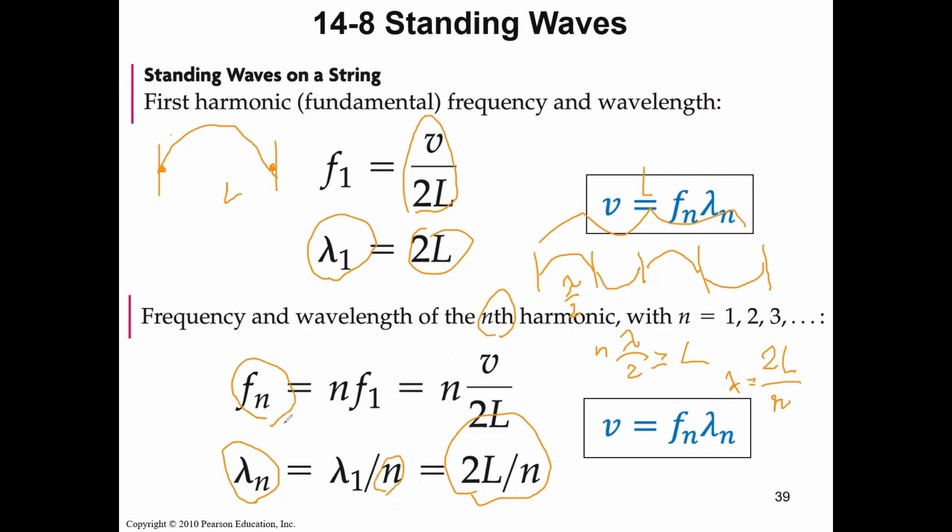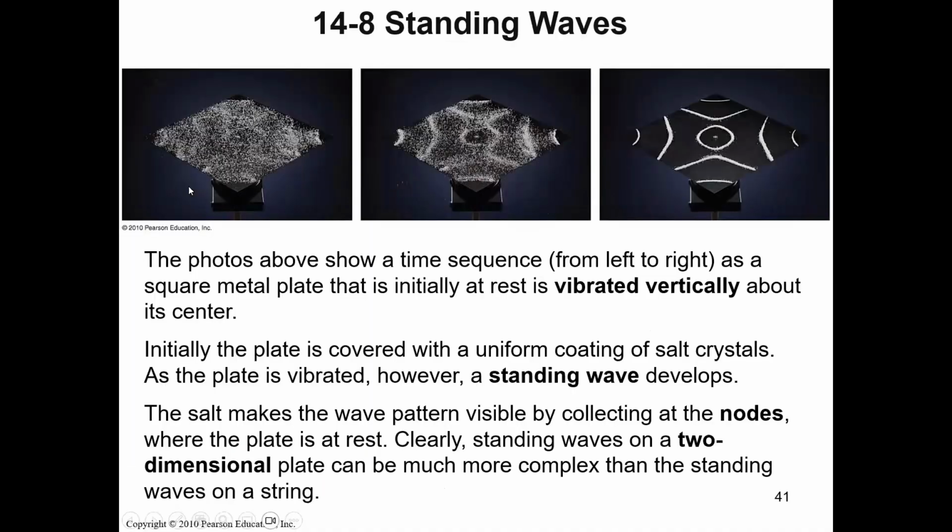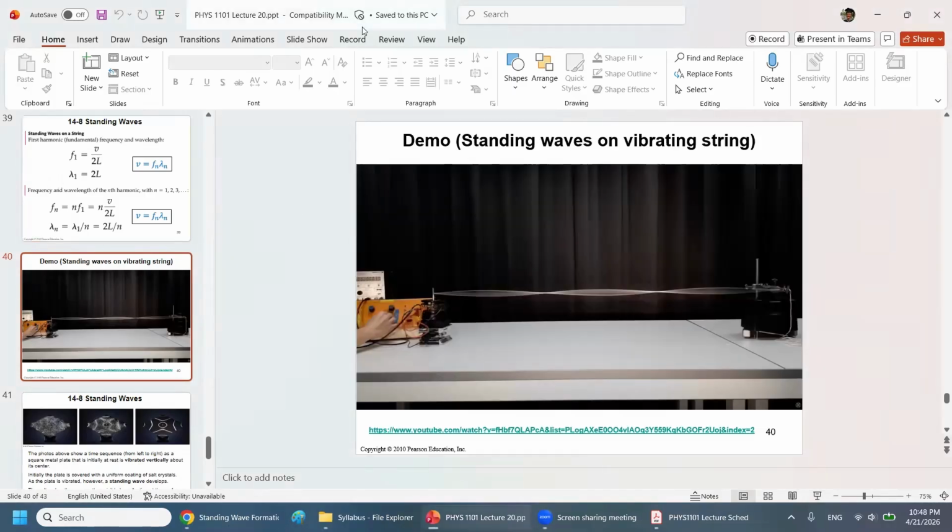And if we look at the frequency, frequency is v divided by wavelength, right? So we find out that it is n times v divided by 2L, and it's n times the fundamental frequency. So for the nth harmonic, the frequency is n times the first harmonic frequency, and the wavelength is 1/n of the first harmonic wavelength. And at the end, we have a demo.